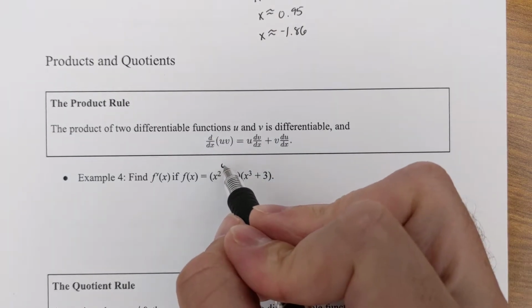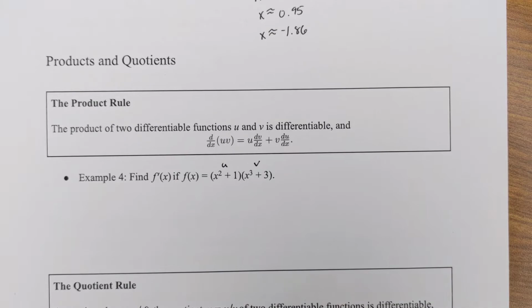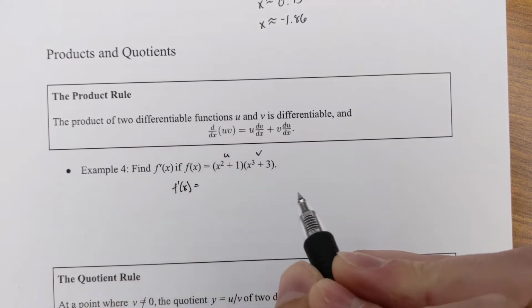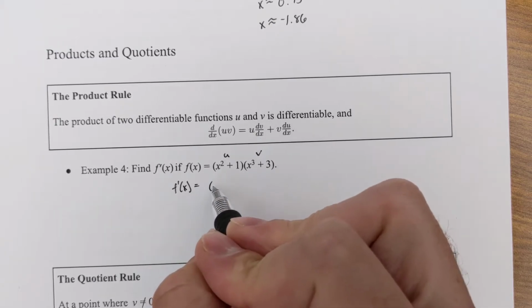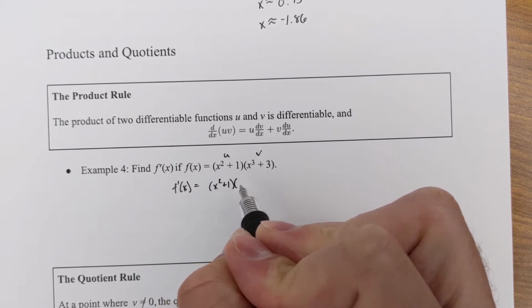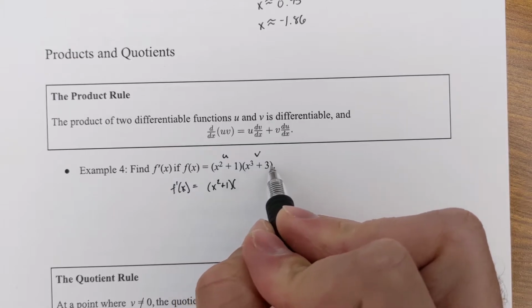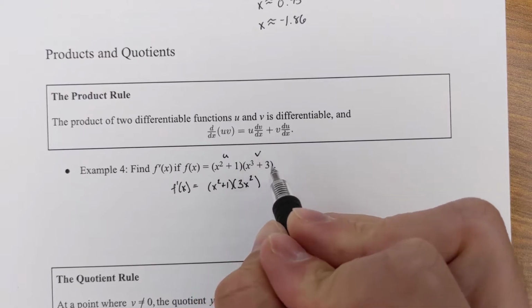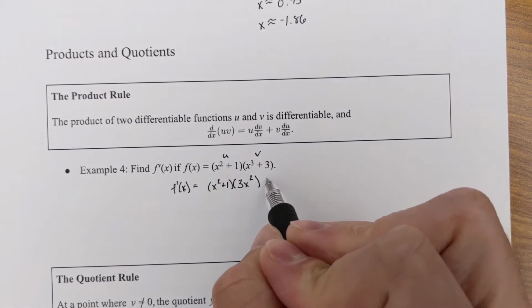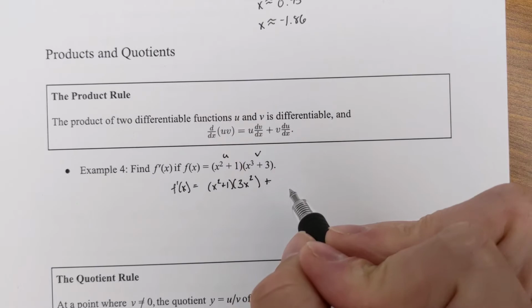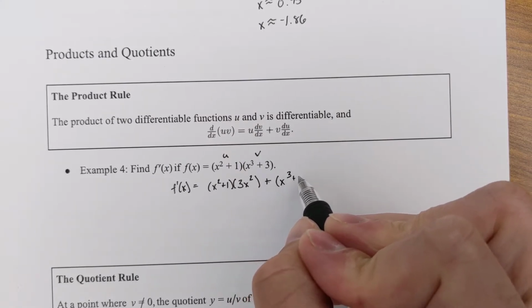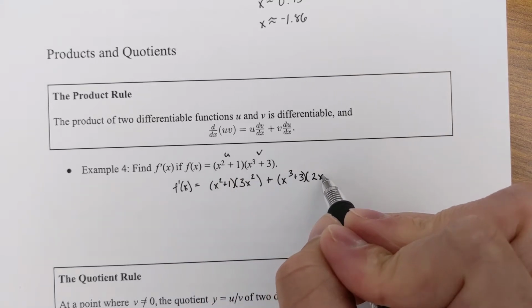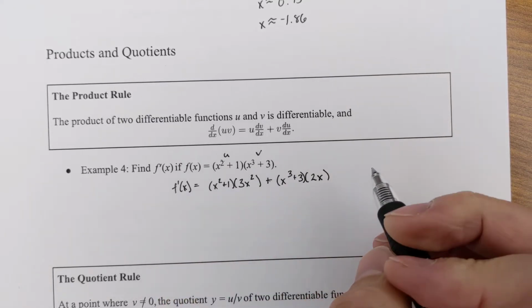So here, this guy is my u, this guy is my v. So the derivative is u, so x squared plus 1, times dv, that's the derivative of this. So this derivative is 3x squared. Exponent out front, count down, derivative of any number is 0. Then plus, that plus sign is that plus sign, v, so that's x cubed plus 3, times du, which is the derivative of this guy, which is just 2x. Exponent out front, so on and so forth.